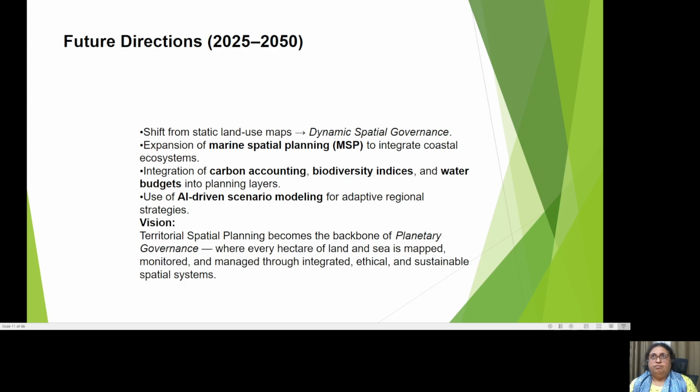So the future direction is, easier said than done, that we have to do spatial planning based on the specific need of that particular territory or region: carbon accounting, biodiversity indices, water budgets, AI-driven scenario modeling for adaptive regional strategies. So the complete vision has to be visualized by each and every role player or stakeholder in that particular system, to get on board with the system, get on board with the development. The future is in our hands only.